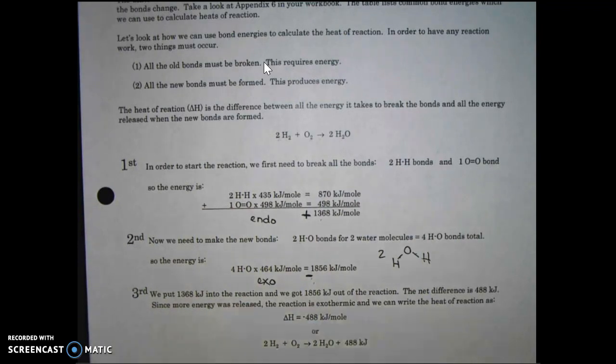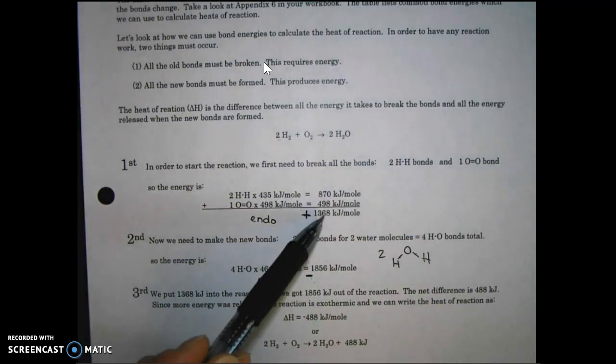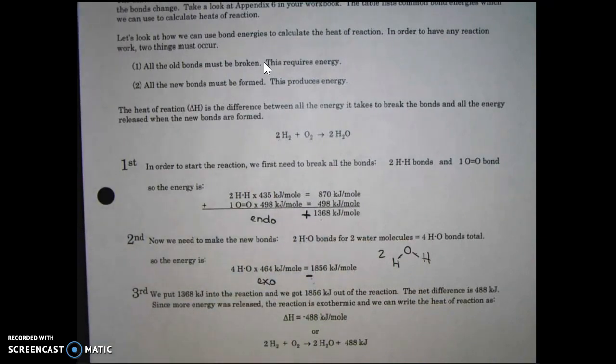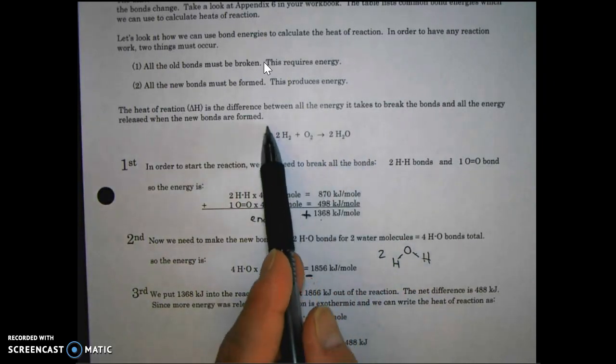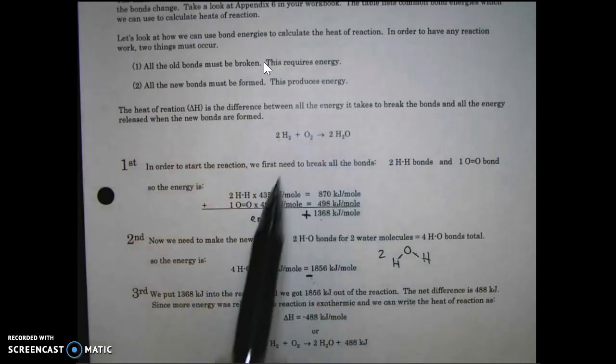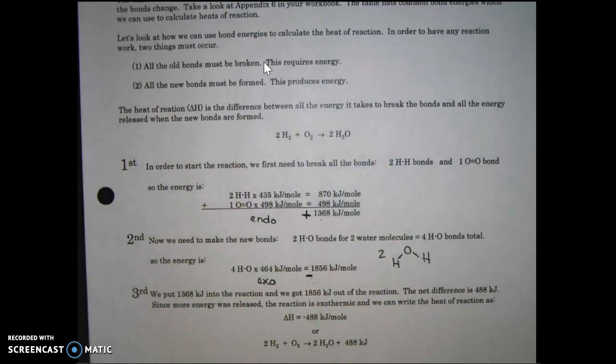You can also think about it, you just need to take the difference of these two, and what sign do you give it? Well, whichever number is bigger. So in this case, the negative side is bigger, so I know that I'm going to wind up with a negative value for the overall reaction. So overall, this reaction is exothermic. I'm going to do this reaction and release a total of 488 kilojoules per mole of reaction.